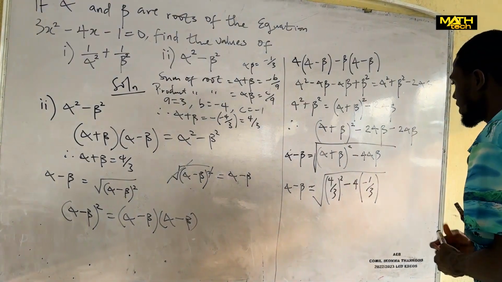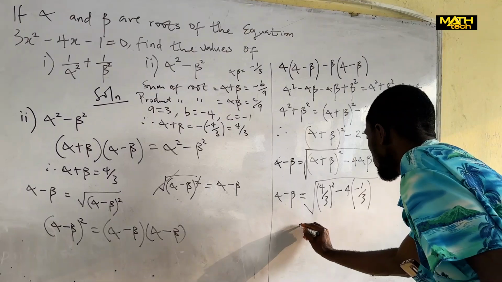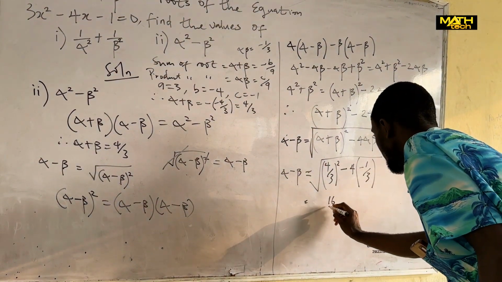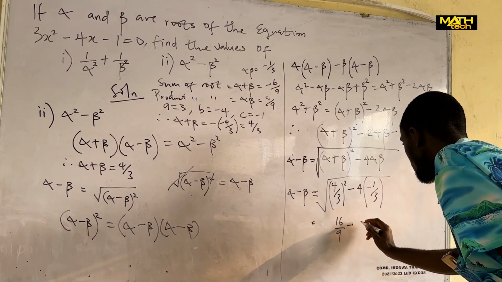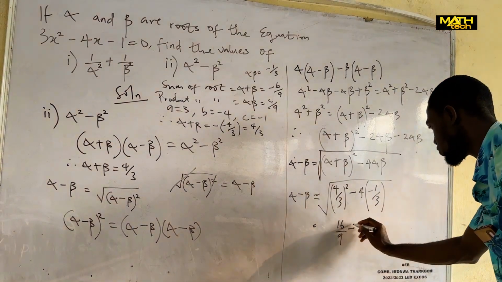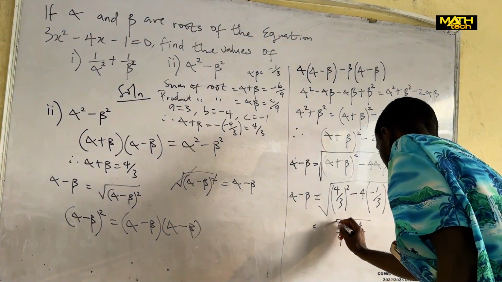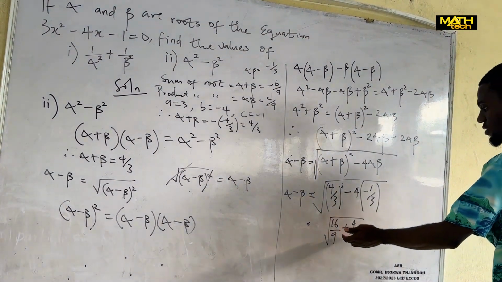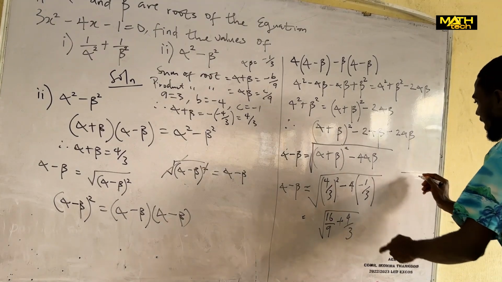So solving further, take the simplification. What we'll be having inside the square root is 16 over 9 minus, minus 4 times minus 1 over 3, which gives us plus 4 over 3. And we still have the square root here. Don't forget, adding two fractions, we have to find the LCM. The LCM here will be 9.